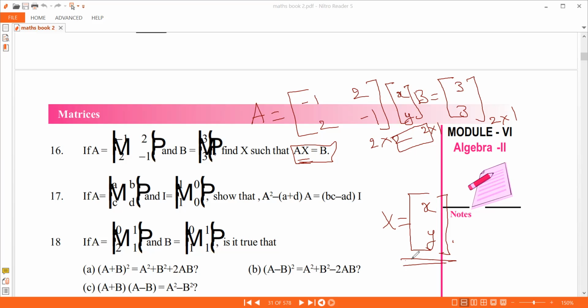So it will be minus 1x plus 2y, which we have to equate to 3. And then the second row will be 2x minus y, which is equal to 3.